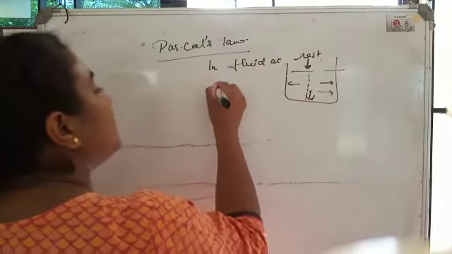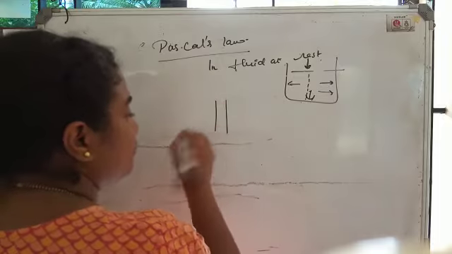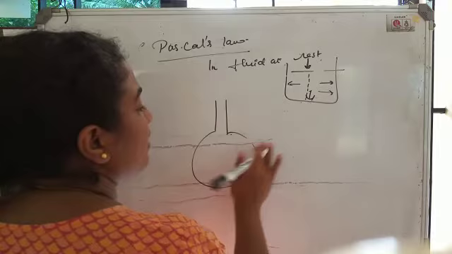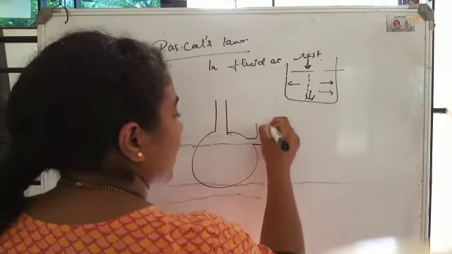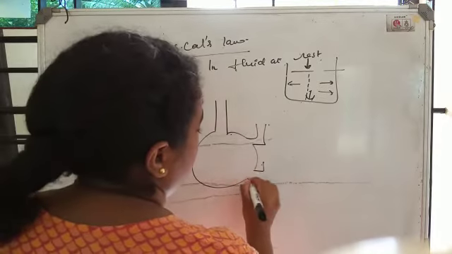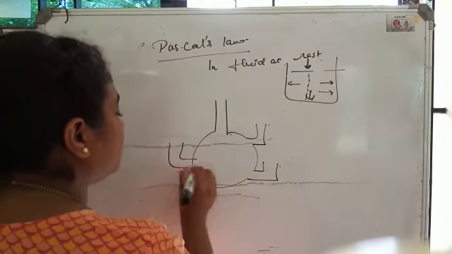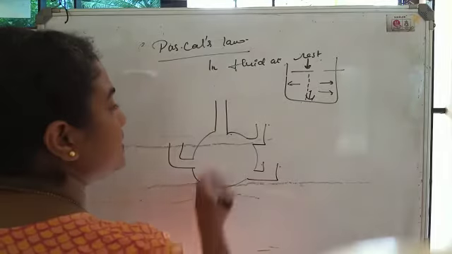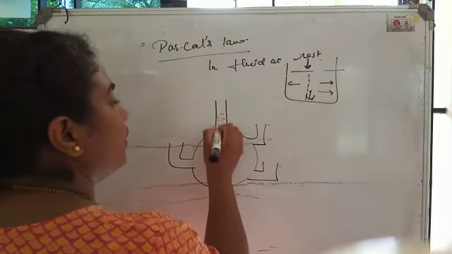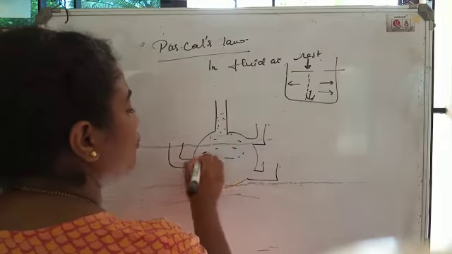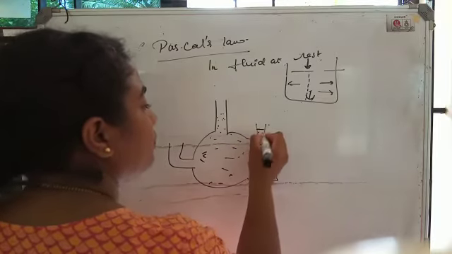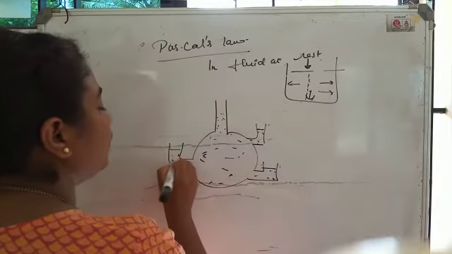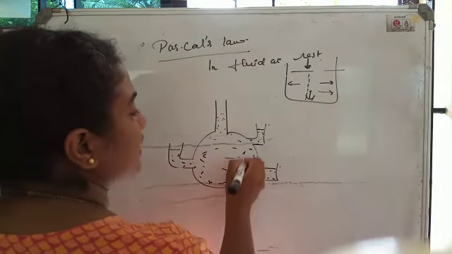For this, Pascal performed an experiment to prove it. In a flask which had side tubes like this, it was filled with the fluid. First you have to fill it with the fluid up to one particular level. All the side tubes contain the fluid up to one particular level.